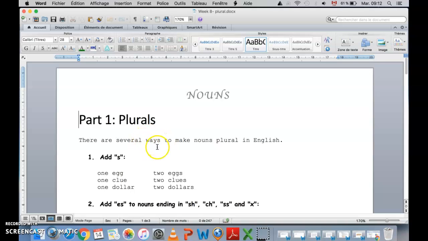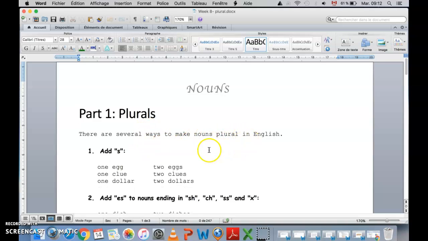Now there are several ways to make nouns plural in English. This is the most common one, whenever you just add the S. Okay, egg, eggs, clue, clues, dollar, dollars. One egg, two eggs, one clue, two clues, etc. You just put the S over there.